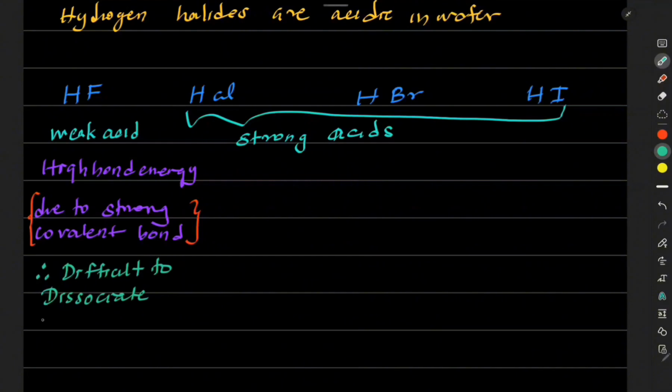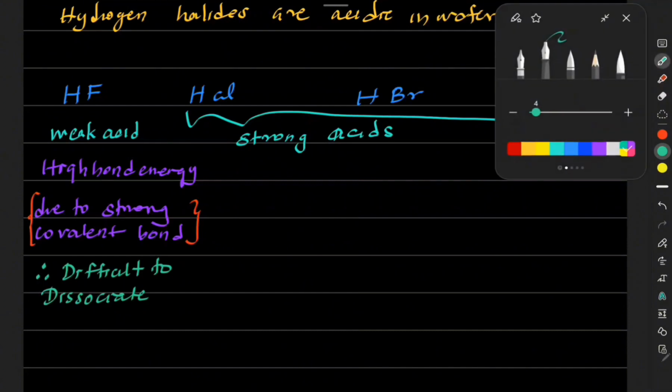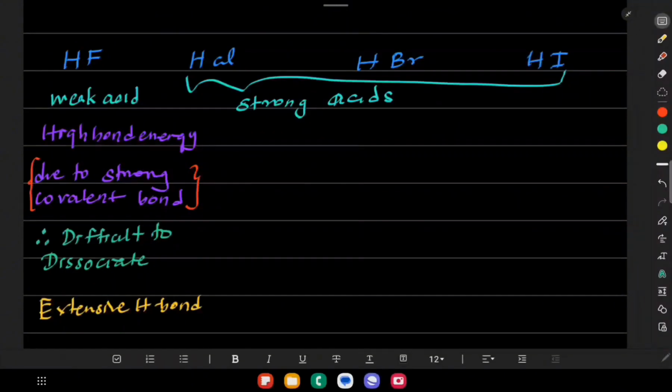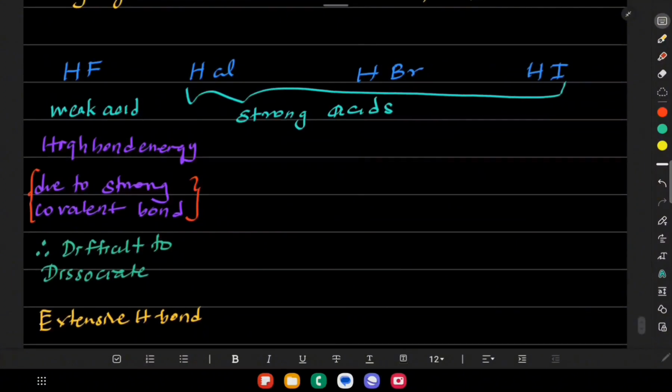HF has extensive hydrogen bonds. The acidic strength increases down the group. Let's write the acidic strength.